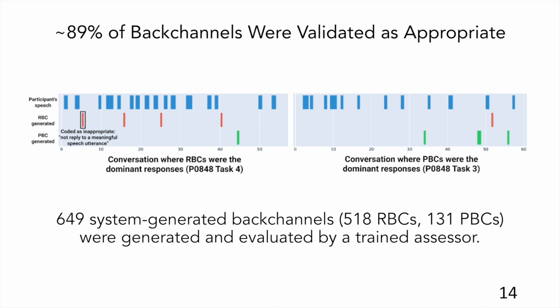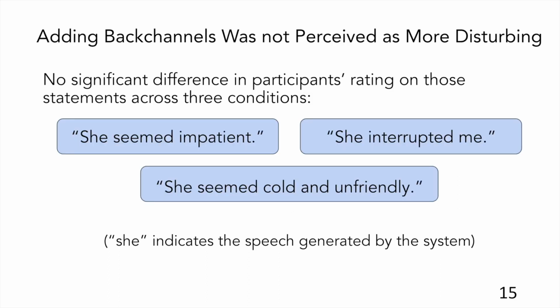We invited a trained assessor to evaluate 518 RBCs and 131 PBCs given to 24 participants in conditions 1 and 2. Around 89% of system-generated backchannels were validated as appropriate. Participants' ratings on the post-study questionnaire show that our system with proper backchanneling features was not perceived as disturbing by older adults. There is no significant difference among the 3 conditions in participants' ratings on those negative statements.